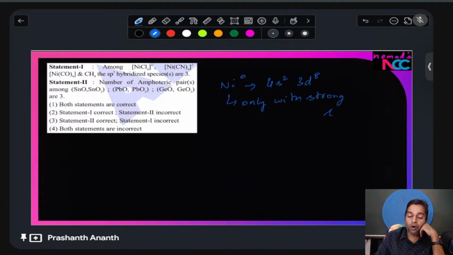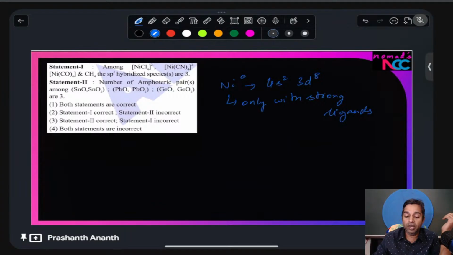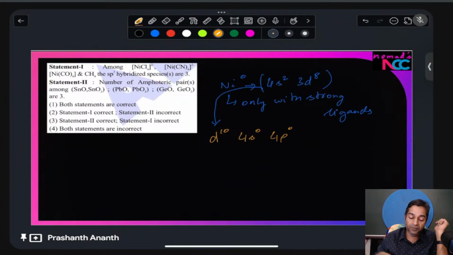So if it can form complexes only with strong ligands here, what does it really do? It will end up converting this into a d10 s0. So it will become a d10, and then we'll end up having the 4s becoming 0, 4p will be 0. The ligands' electrons will enter into this, and it will end up being an sp3 configuration in this particular case. So when you have this working out as an sp3, it was fine.